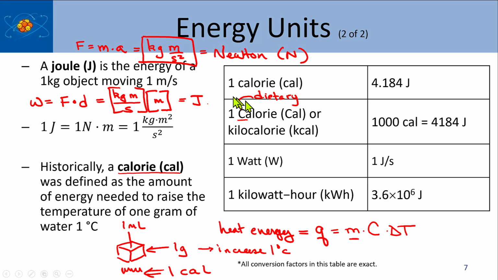I've talked about a watt, and I've talked about a kilowatt hour being 3.6 times 10 to the 6 joules.